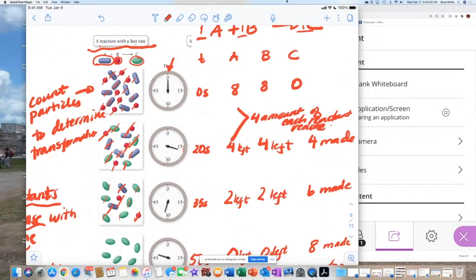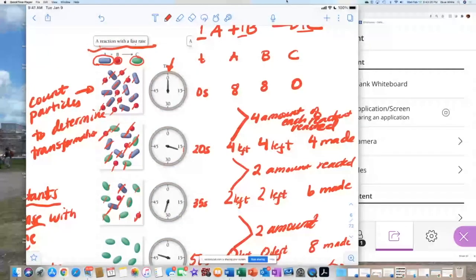It wasn't always the same amount each time. From here to here, it was only 2 amounts reacted of each reactant. I'm trying to write lists, right? From here to get to 0, again, it was 2 amounts that reacted. And each time, the amount that reacted equaled the amount that got made, right? Because it's a 1 to 1 mole ratio.